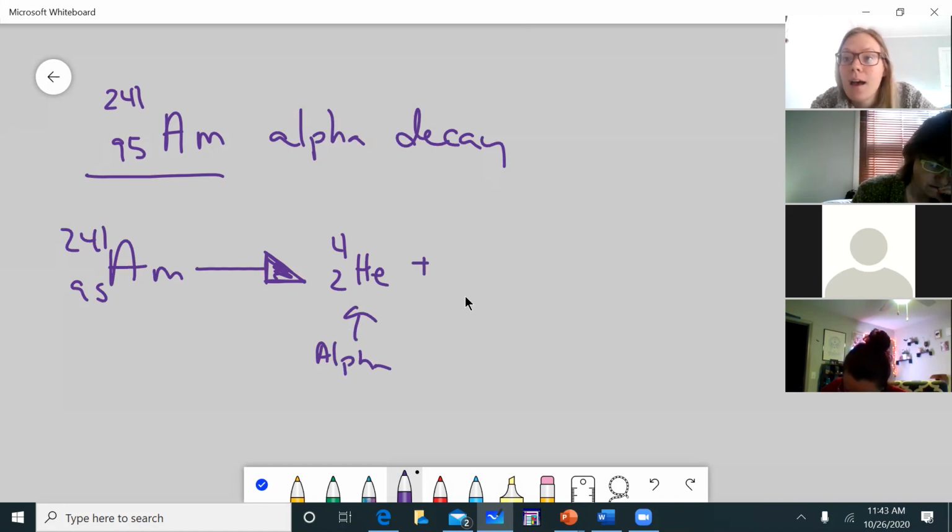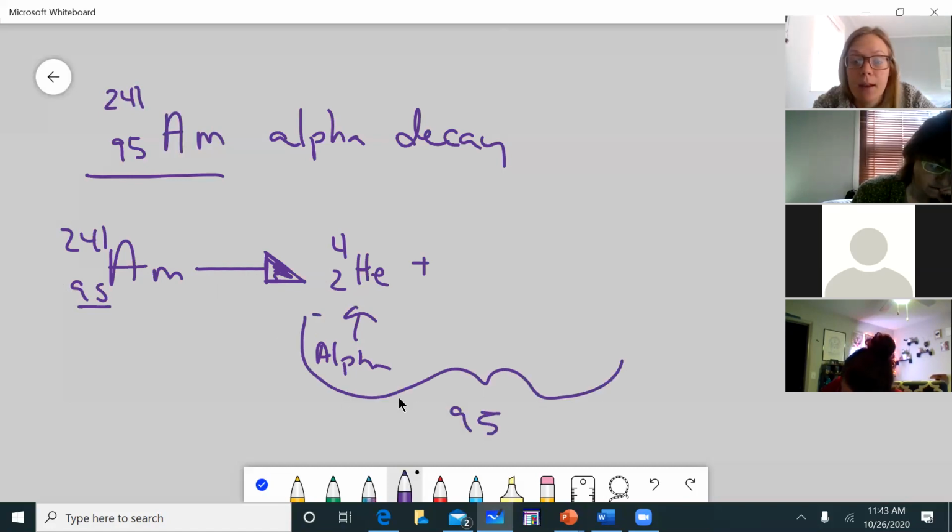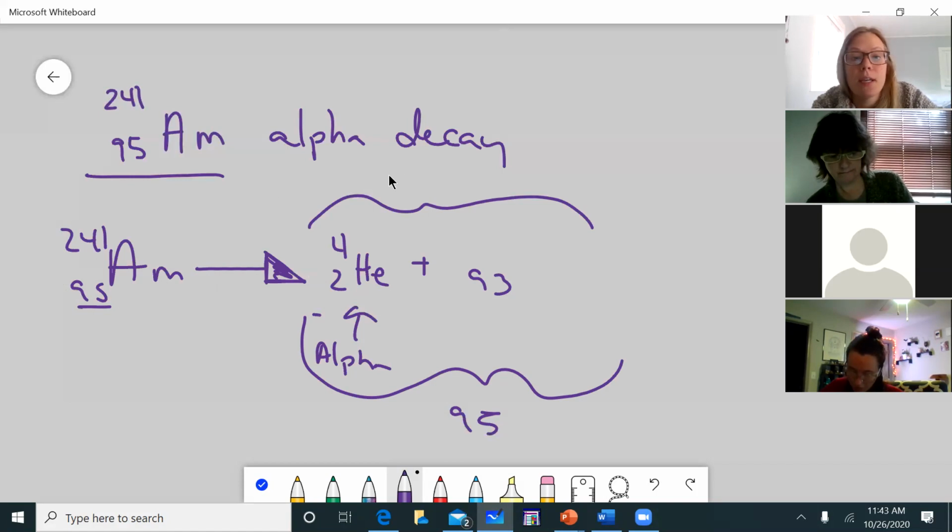Now I have to write what the remaining nucleus is. I don't know what the symbol is yet, but I can work from this information. If I'm at 95, this total side also has to be 95 on the bottom. So 95 minus 2 will give me 93, correct? 93 plus 2 gives me the total 95. On this side, 241 here means this needs to be 241 as well. So subtract the 4 and we get 237.